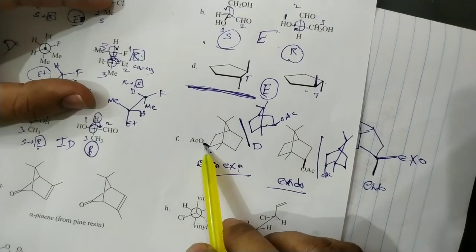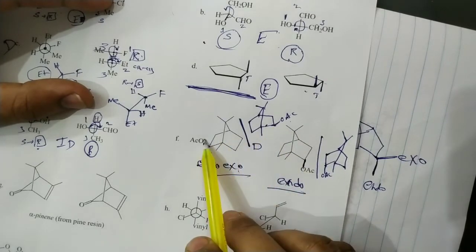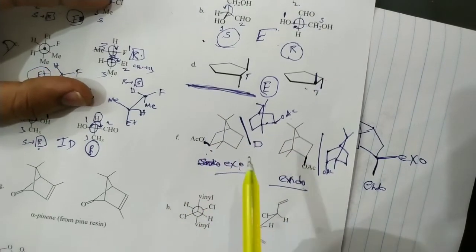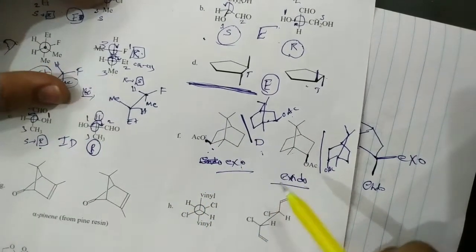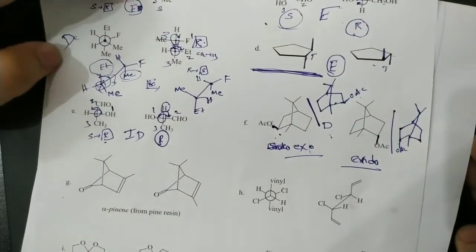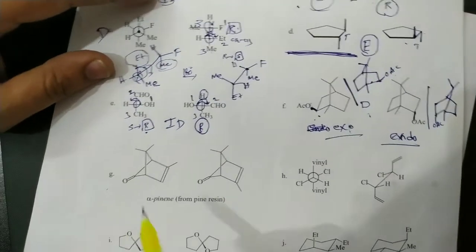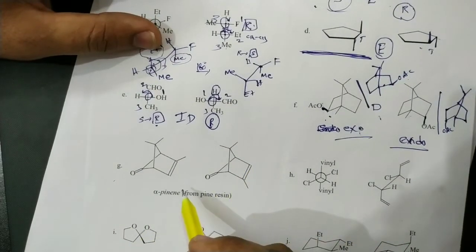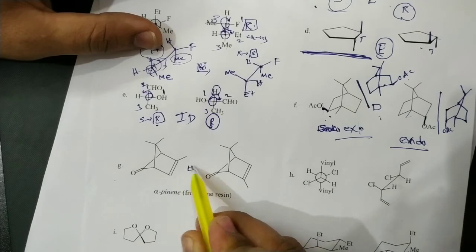Okay, this one is the exo, this one is also exo, mirror images of each other. But here, these two are the diastereomers: one is the exo isomer, one is the endo isomer. Exo isomer and endo isomer are diastereomers. Next, coming to this one, these two are actually enantiomers.